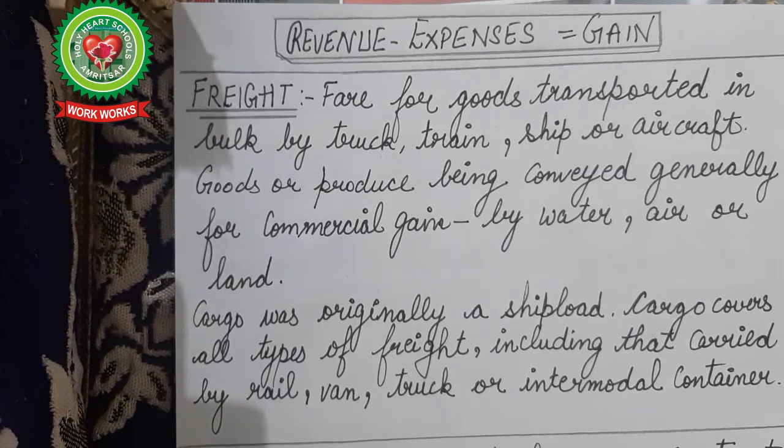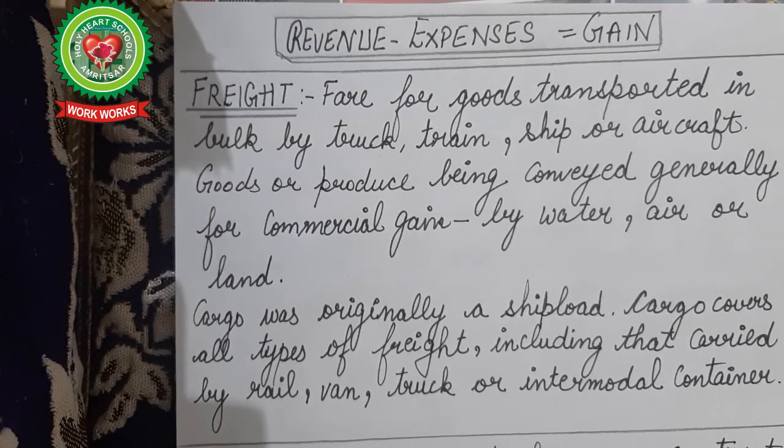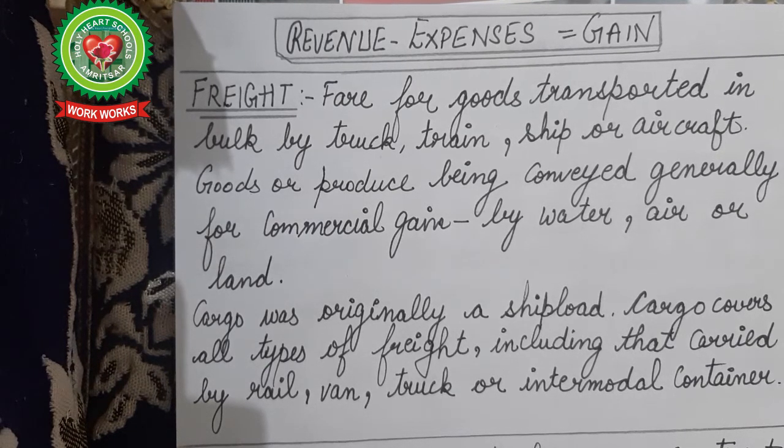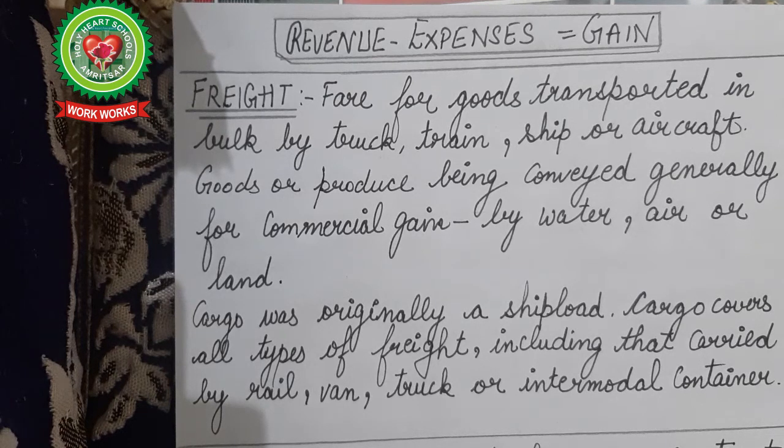In ship, the goods which are transported from one country to another, that is called cargo. So cargo was originally a shipload. It covers all types of freight, including that carried by rail, van, truck or intermodal container. So let me elaborate this. Suppose I have produced the goods. Being a manufacturer, now I want to export the goods. I want to sell my goods in another country, and I have opted for ship route. I have opted for water route.